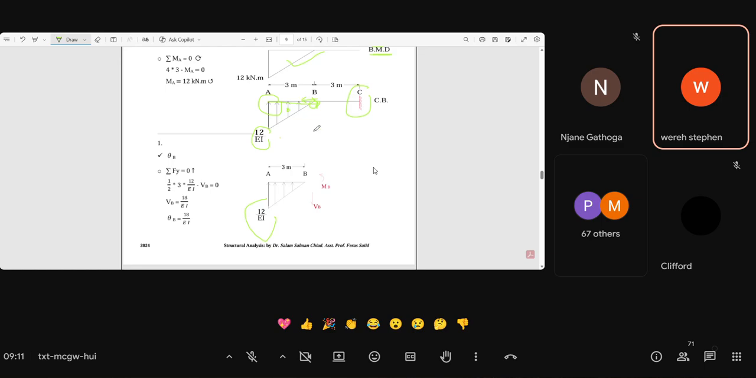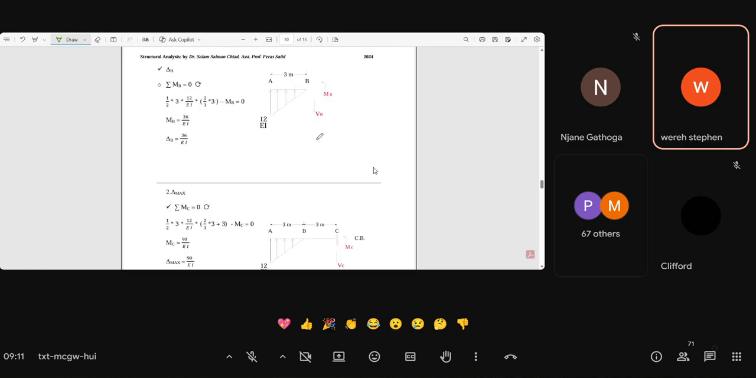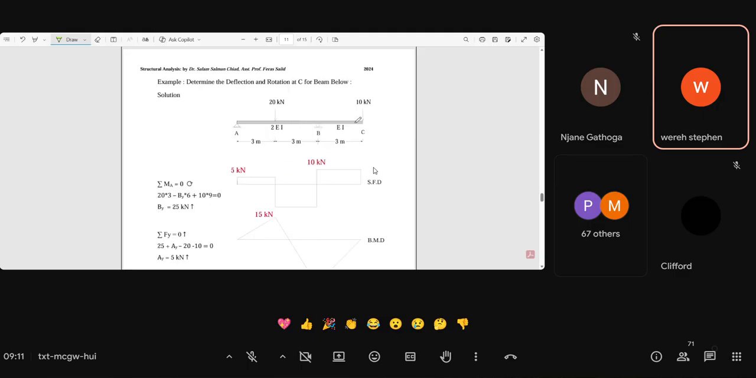Okay. So this example, there's also another example here. It's now like this example here. What is changing here is what now?